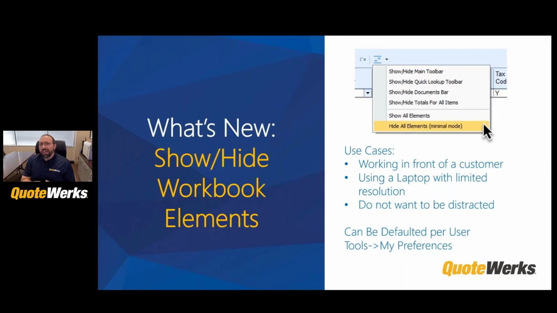The other feature that I think is going to be very helpful for everybody is the fact that now you can show and hide different workbook elements. So what does that actually mean? Well, you have the main toolbar, the quick lookup toolbar, the documents bar, and the totals for all items. We have the ability to hide any one or combination of those items. So why is that important? Well, the totals for all items bar has your cost on it. So if you're working in front of a customer, you don't want them to see that. So you can very easily hide that if you wanted to.